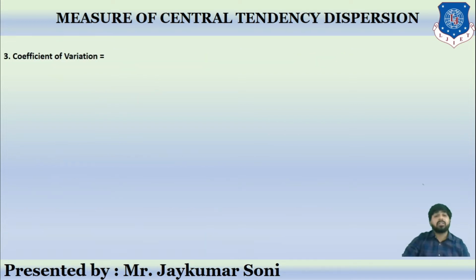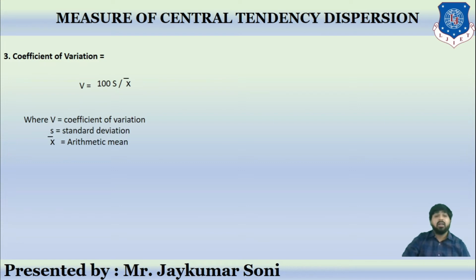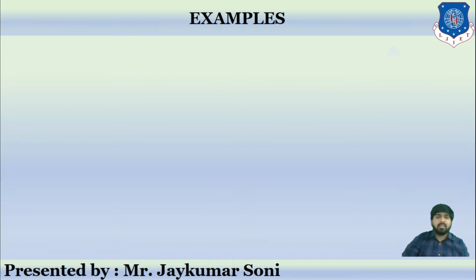Then comes the coefficient of variation, that is the third method. The equation for this is V is equal to 100 S by X bar, where S is the standard deviation, X bar is the arithmetic mean, and V stands for coefficient of variation. So this is how the combination of these three equations can help you learn the measure of central tendency and dispersion. Let us have deeper insights into these topics with the help of examples.